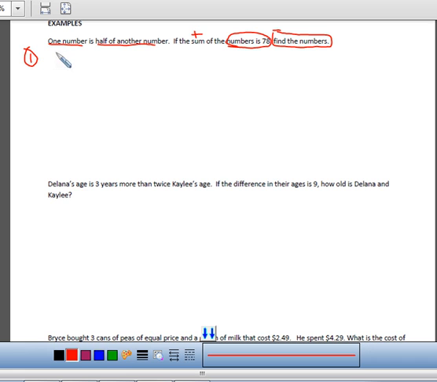Okay, step 1, let statement. So we've got 2 numbers. We don't know what they are. So I'm going to let n equal a number. And then 1/2 n is the other number. So there's step 1.